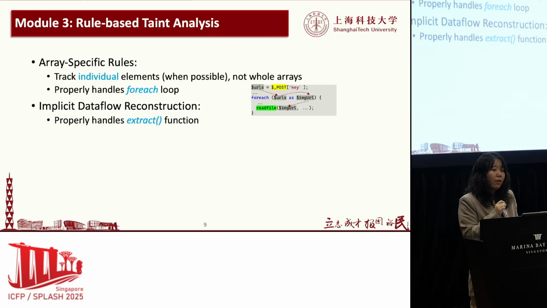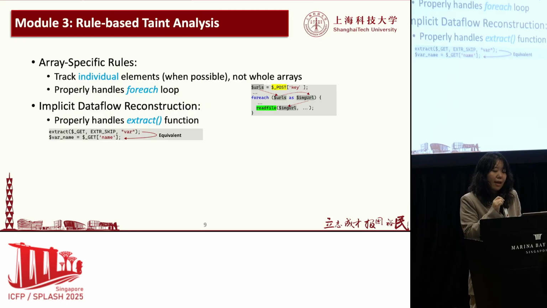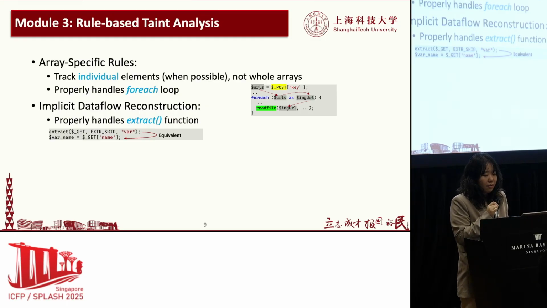We also handle implicit data flows that arise from PHP's dynamic features. For instance, the built-in extract function creates variables from an array. When Artemis analyzes extract, it synthesizes explicit assignments so the data flow is tracked.